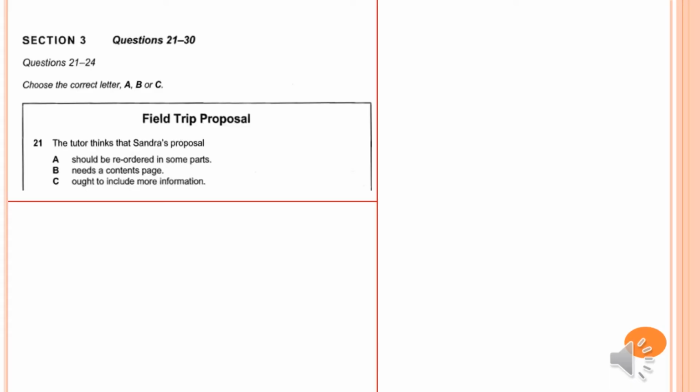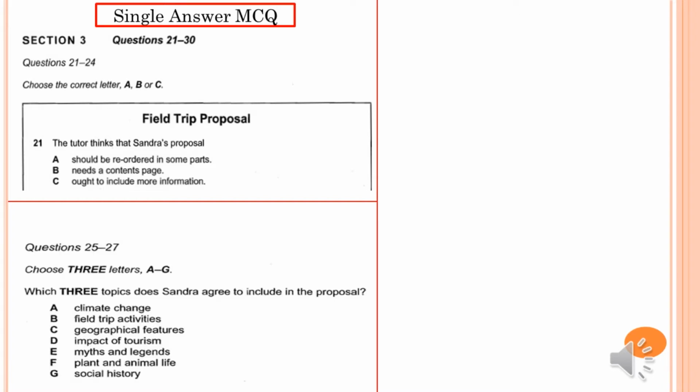Here's an example. The following example is a single answer multiple choice question where there is only one correct answer. Now look at this example. This is a multiple answer multiple choice question, or an MCQ, where you may find 2 or 3 answers among a range of options.